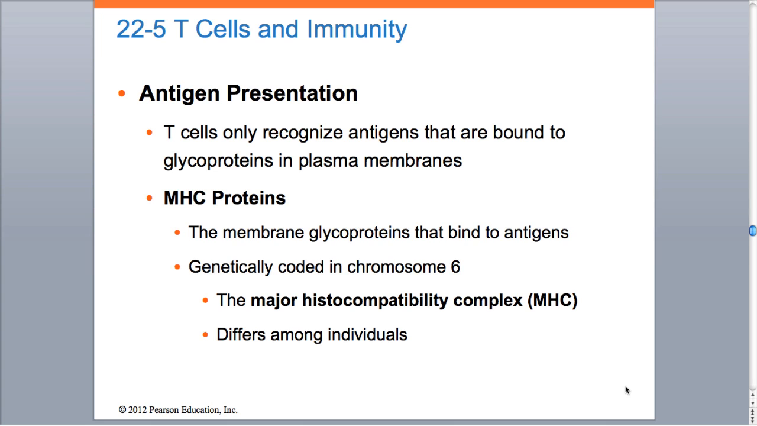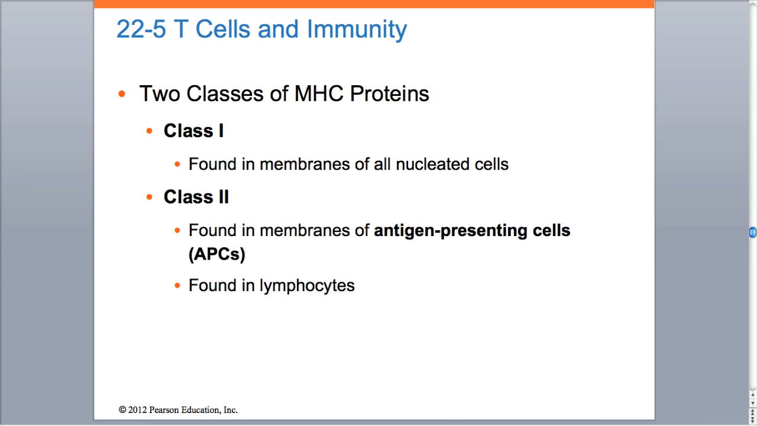Okay? So notice it says it differs among individuals, and an identical twin would be the closest possible match. Not exact, but closest possible match. And again, it's genetically determined. That makes sense. Now, why is that such a big deal? Because that is what your immune system, when I say immune, I'm talking about T cells, B cells, that's what they're really responding to. Next slide. This slide says that there are two classes of MHC proteins.